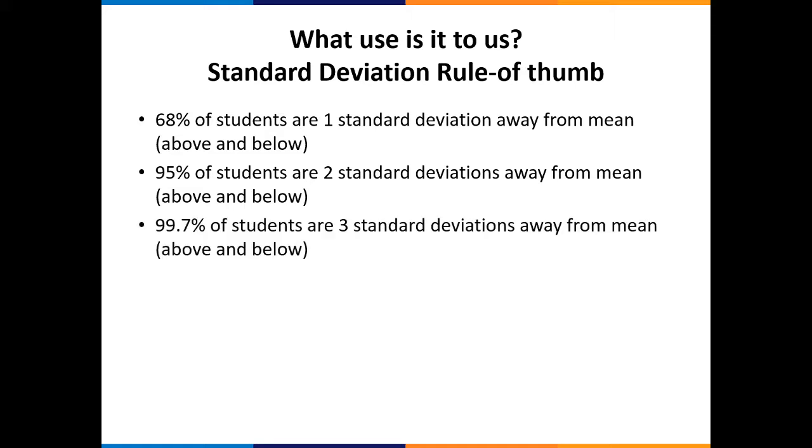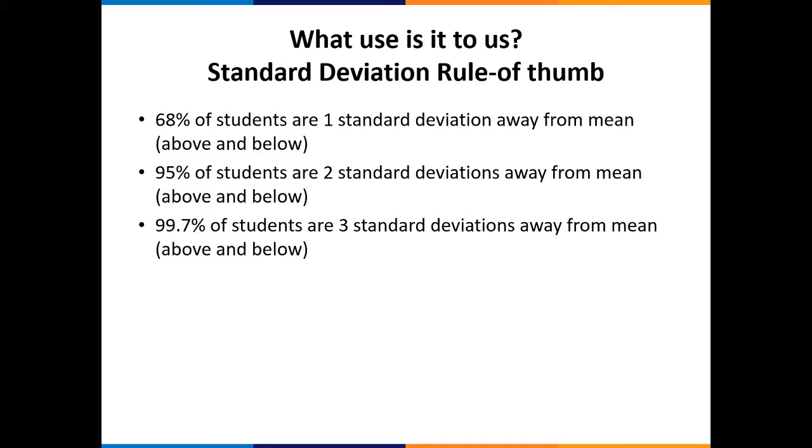And then finally, the third rule of thumb is that 99.7% of our students are three standard deviations away from the mean, above and below. So in general, 68% of our students, or a simple majority, are one standard deviation away from the mean. A vast majority, or almost all of our students, are two standard deviations away. 95% of our students live within two standard deviations of the mean. And then finally, 99.7% of our students, practically all of them, are three standard deviations away from the mean.